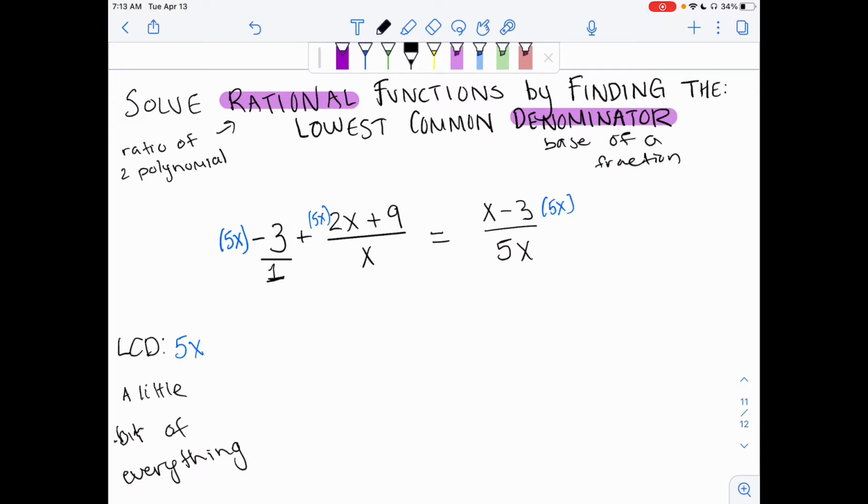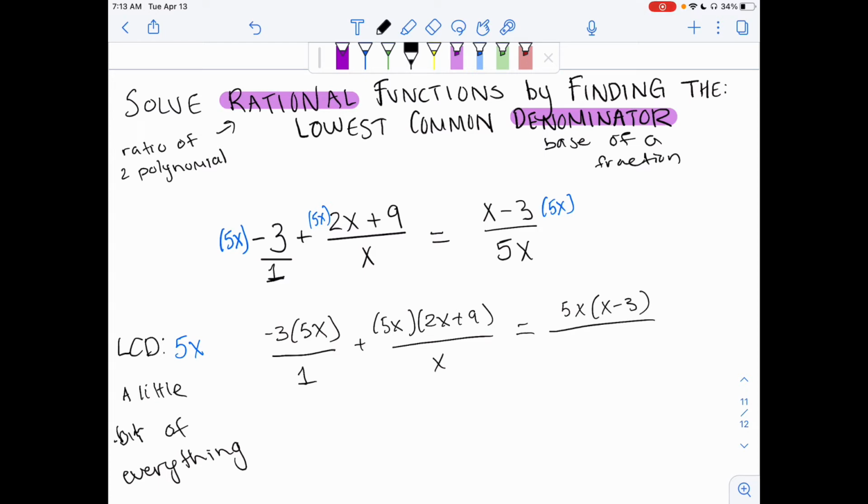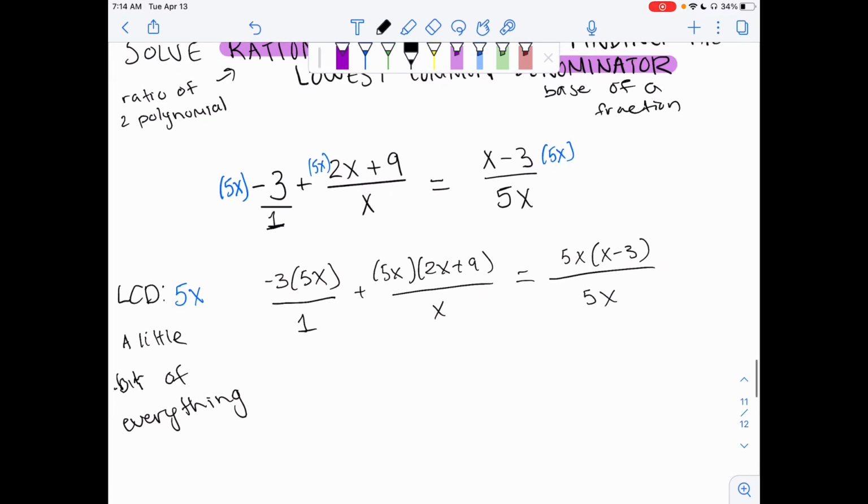So let's rewrite what we have. We're going to have negative 3 times 5x over 1 plus 5x times 2x plus 9 over x equals 5x times x minus 3. Now we're going to cancel stuff out, and the denominators are going to go away. So anything divided by 1 is just itself. So this will simplify to be just negative 3 times 5x.